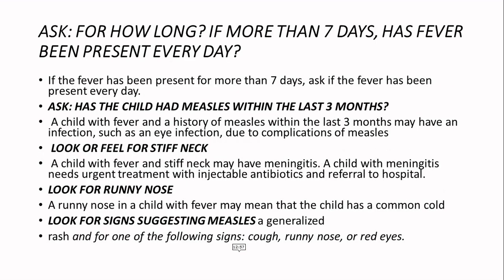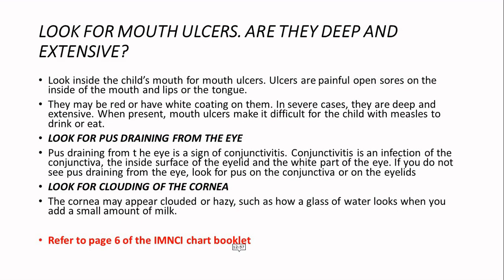Look for mouth ulcers. Are they deep and extensive? Look inside the child's mouth for mouth ulcers. Ulcers are painful open sores on the inside of the mouth and lips or the tongue. They may be red or have white coating on them. In severe cases, they are deep and extensive. When present, mouth ulcers make it difficult for the child with measles to drink or eat.